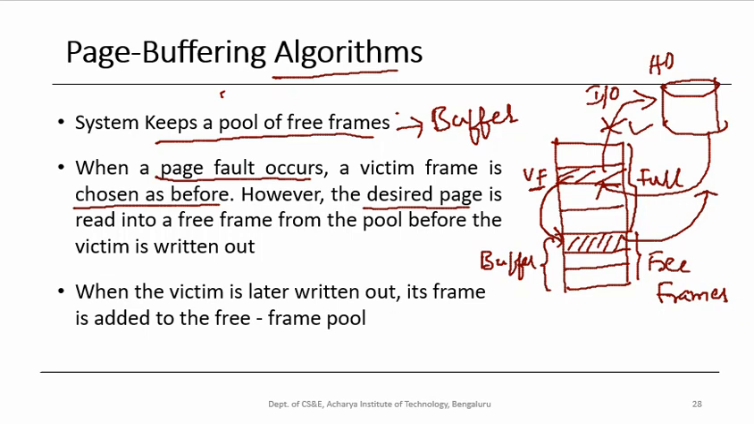So this is the page buffering algorithm, which I hope you understood. What we are trying to do is postpone this IO, the transfer of the victim page back to the hard disk. Instead of putting it to the hard disk, we transfer it to one of the free frames in the buffer. So that process is faster, and we bring the desired page from the hard disk and start the execution of the process. This is the basic page buffering algorithm.